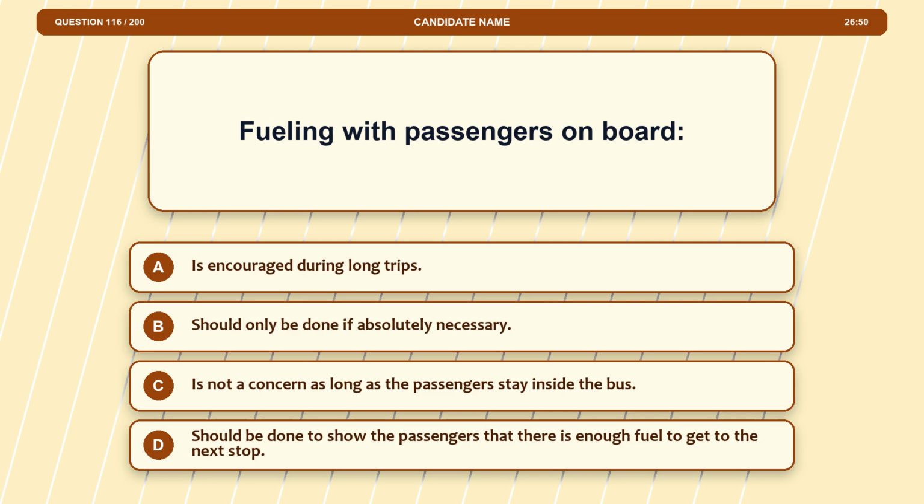Question 116. Fueling with passengers on board. Option A, is encouraged during long trips. Option B, should only be done if absolutely necessary. Option C, is not our concern as long as the passengers stay inside the bus. Option D, should be done to show the passengers that there is enough fuel to get to the next stop.